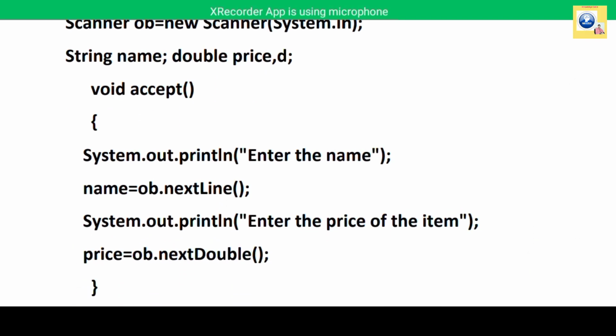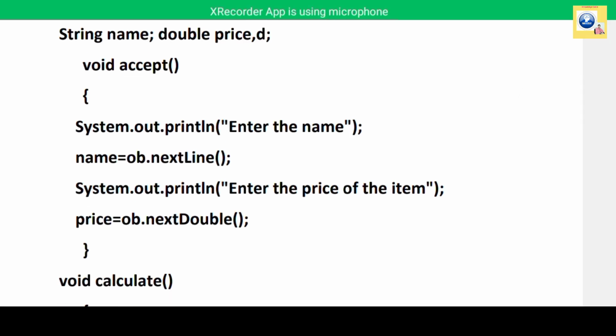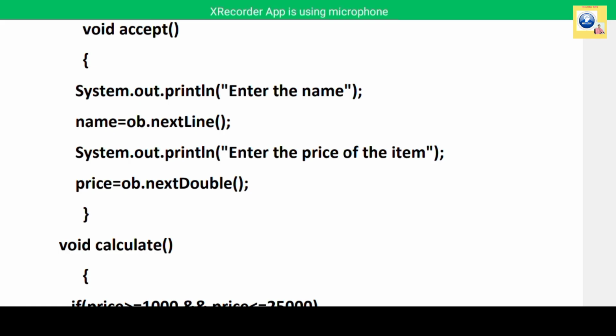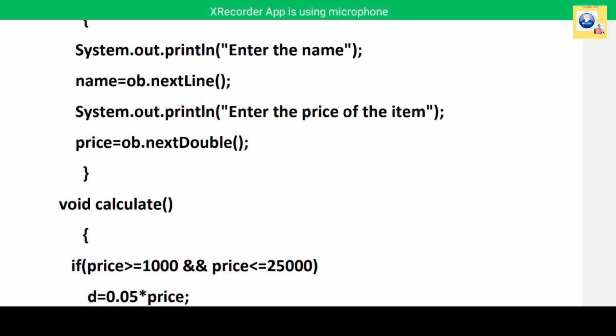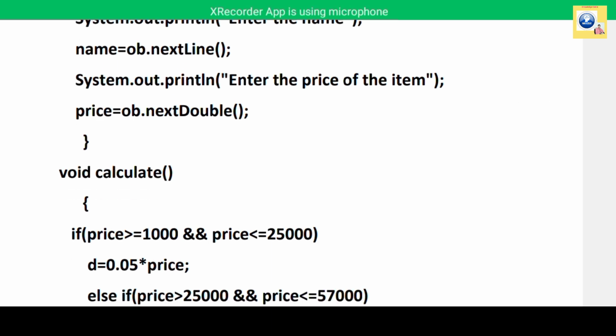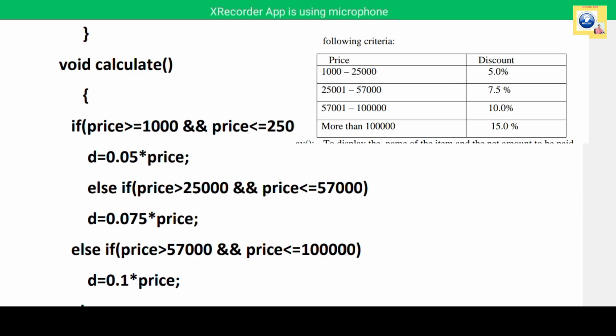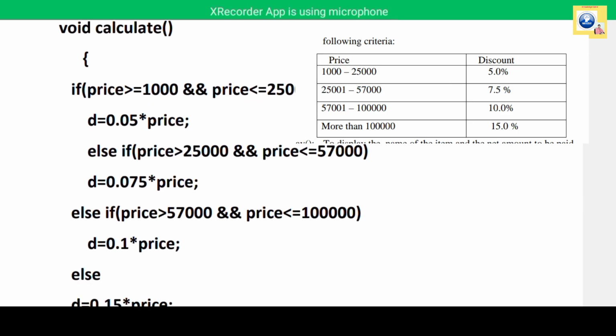The method void accept, the definition of the method. Here we will write enter the name, and the name will be accepted using the nextLine method and stored in the variable name. Again, a message will be provided to enter the price of the item. It will be accepted by using the nextDouble method of the Scanner class, and the value will be stored in price. Then comes the main task, to calculate the discount as per the given criteria.